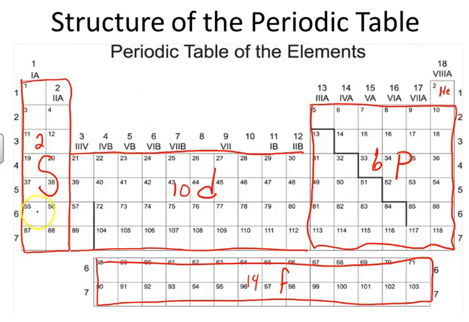Because of that, we call this the S block, the D block, the P block, and the F block of the periodic table.